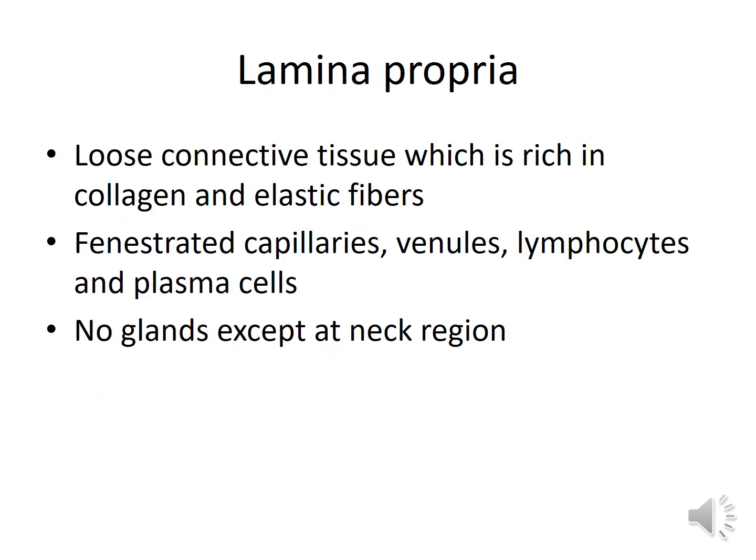In lamina propria, loose connective tissue is present which is rich in collagen and elastic fibers. Also, fenestrated capillaries, venules, lymphocytes, and plasma cells are present. Now, there are no glands in the mucosa of the gallbladder except at the neck region where they produce mucus.